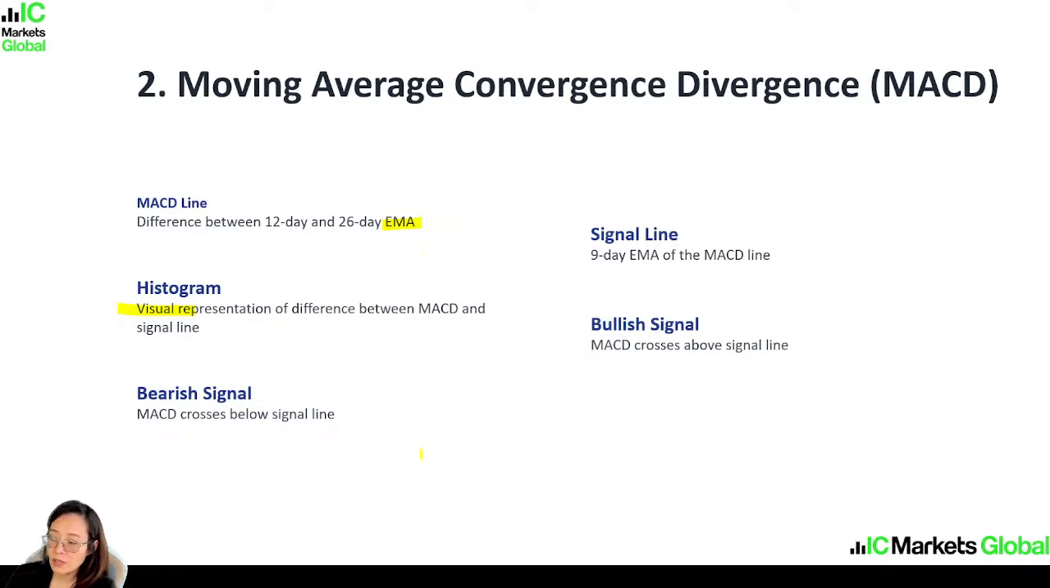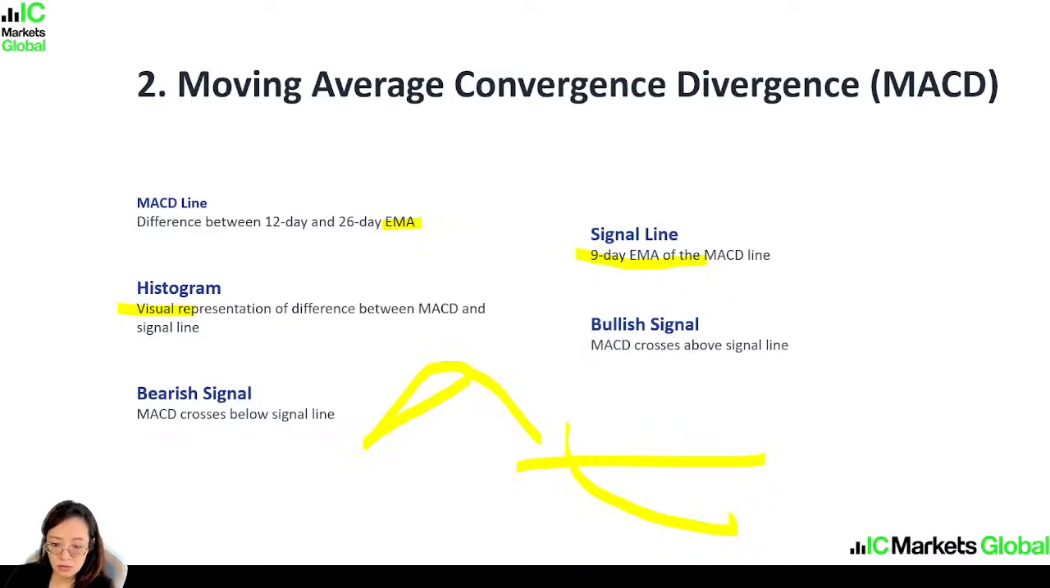Usually whenever you see a histogram go above the zero line, we know that it's a really strong uptrend or bullish, and when the histogram is below the zero line, we know that it's bearish. The bearish signal is when the MACD crosses below the signal line, and the bullish signal means the MACD crosses above the signal line. The signal line they are using is the 9 EMA of the MACD line.